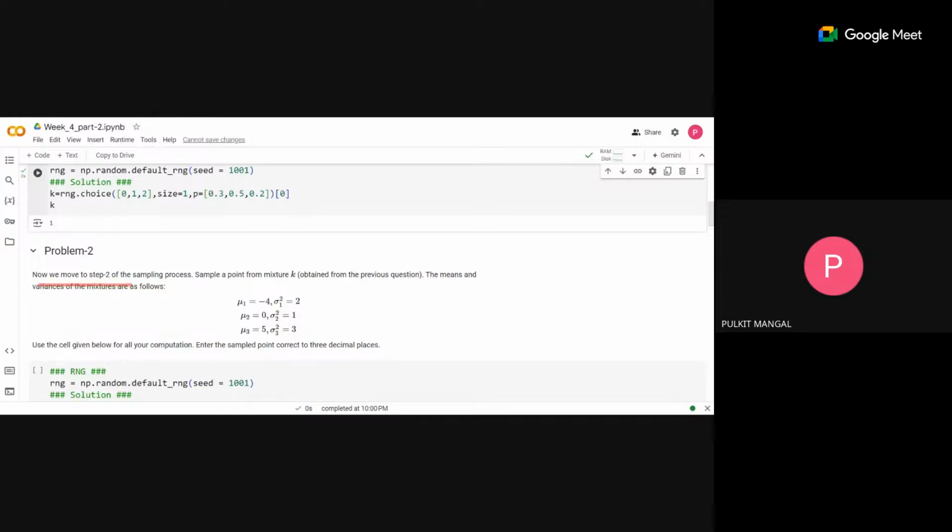So we will now move to step 2, that is sampling from the chosen distribution, or chosen component. As we have chosen our component, we'll sample a point from the mixture k obtained from the previous question, that was this one. The means and the variances of the mixtures are as follows. So you have to sample the point now. How will you do it?